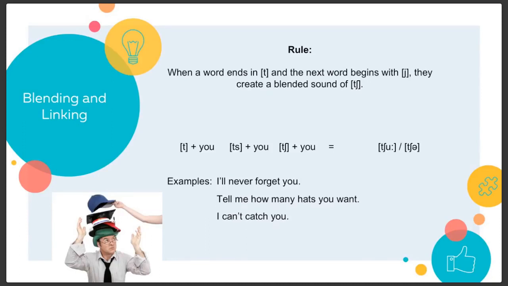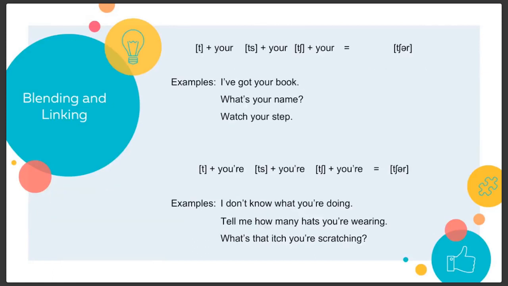I'll never forget you. Tell me how many hats you want. I can't catch you. Let's take that last example again. I can't catch ya. I can't catch ya. Do you hear that sound? Do you hear the blend?